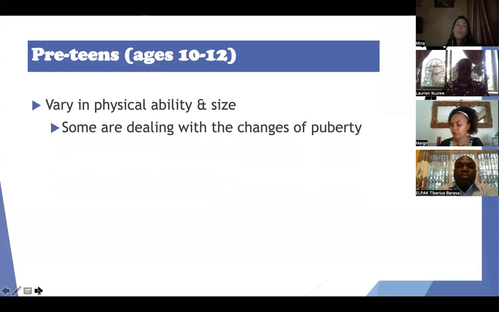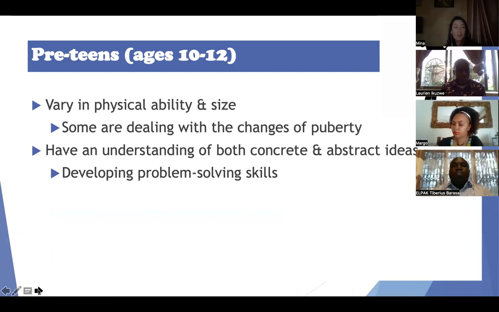So preteens, we see more variability in their physical size and ability. At this age, some are beginning puberty and even in the middle of puberty, whereas some have not even begun. So this is like that example I mentioned early on. In a classroom, you have a little child sitting next to what looks almost like an adult. And these changes can make them very sensitive. Looking like an adult can be both a good thing and a bad thing. Looking like a child still can be both good and bad. There's a lot of sensitivity involved here.